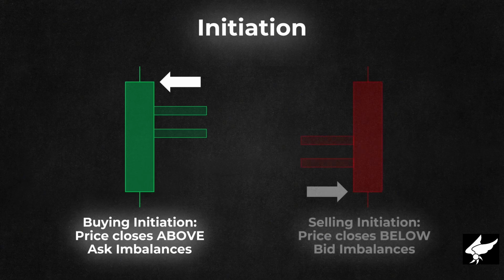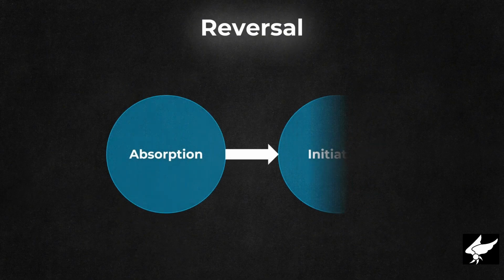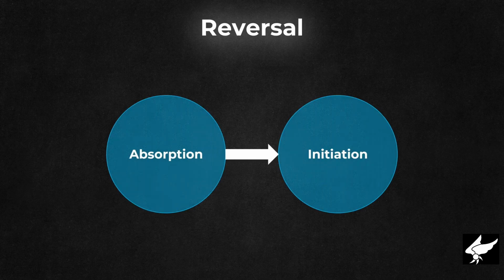The selling initiation pattern occurs when we see price closing below imbalances in the bid. The interpretation is that the imbalances in the bid indeed represent selling aggression with directional intent. One possible way that prices will reverse is by the combination of absorption and initiation.